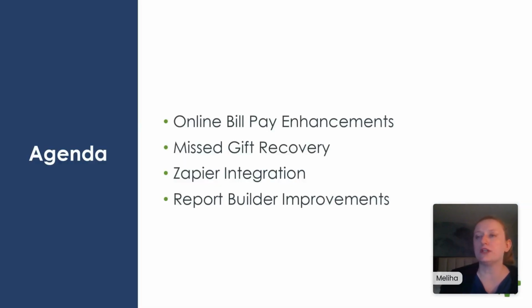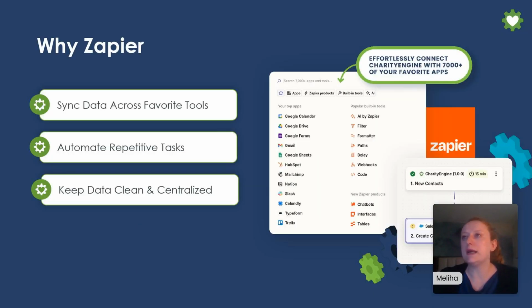This is our agenda for today. We're going to be looking at some enhancements to our online bill pay app. We also have some new enhancements that will allow you to recoup missed gifts by your monthly donors whose credit cards may have expired. And so now you can recapture their missed payments. We're also going to demo our Zapier integration. I've been talking about Zapier integration for a while now. Today, I'll be showing you how to integrate with a sample third-party tool and hopefully spark some ideas around how you can leverage Zapier and CharityEngine together. And then finally, we're going to take a look at our report builder. We did have some improvements in our report builder that just streamline your workflow a little bit when it comes to creating reports.